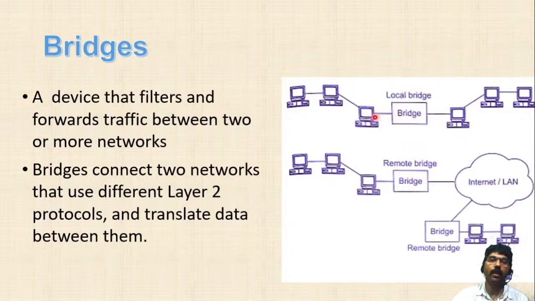Here the bridge, what it actually does, if a computer wants to send some information to other computers, this bridge will check whether it belongs to a local computer or the next segment of computers. Depending on that, it will filter or forward the packets. It also works on layer 2 of the OSI model. So the filtering is done on a local area network basis.